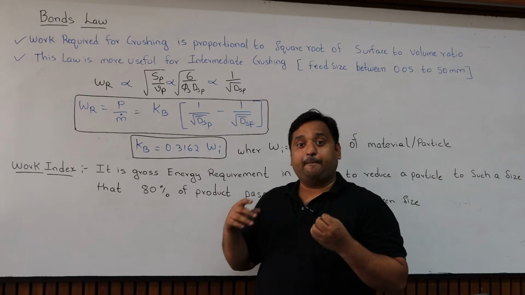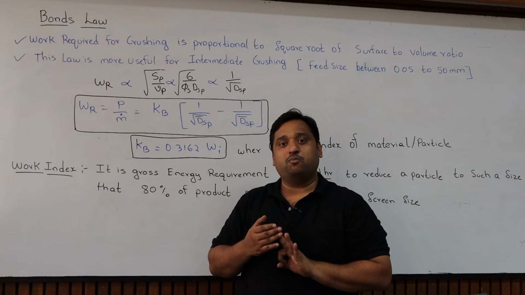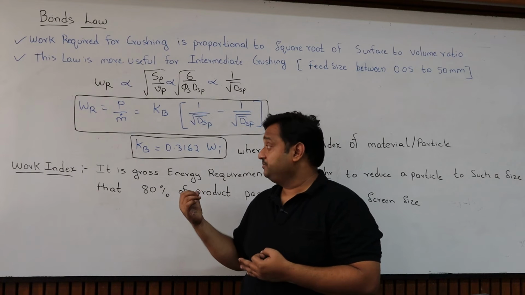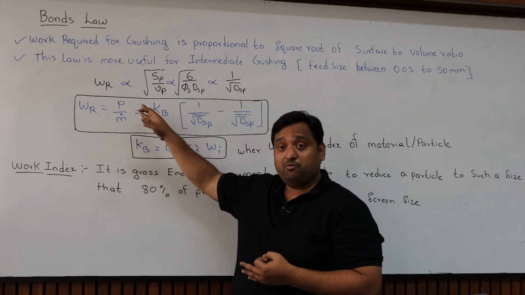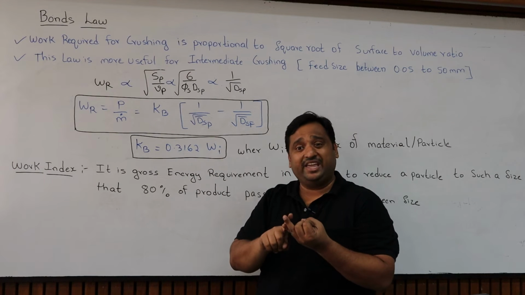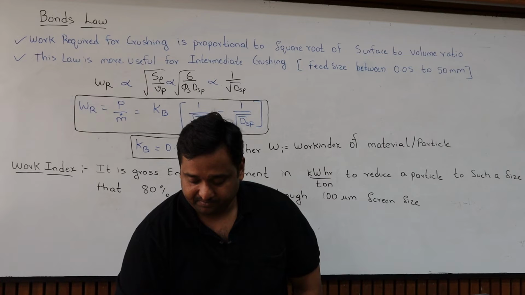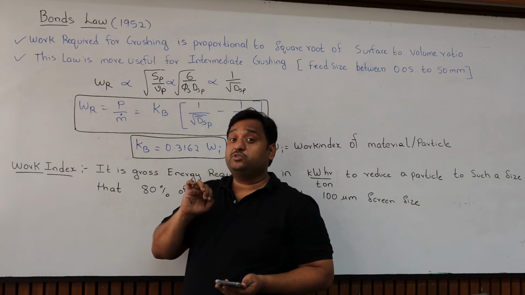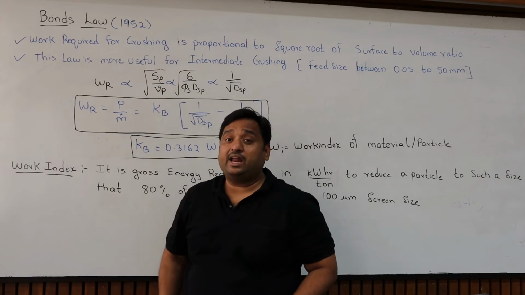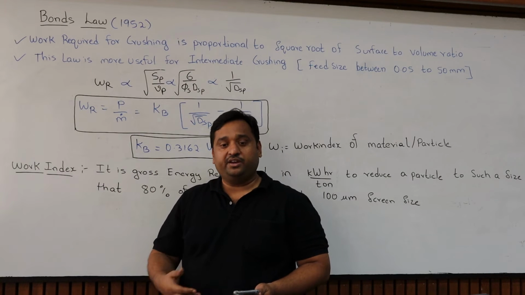Let us apply these three laws, Rittinger's, Kick's and Bond's law, and later we are going to find out the power requirements. Let us find out what is Bond's constant, Kick's constant, Rittinger's constant. Okay. Dear students, I forgot to say, Bond's law was proposed in the year 1952. It is a more recent law compared to Rittinger's and Kick's.